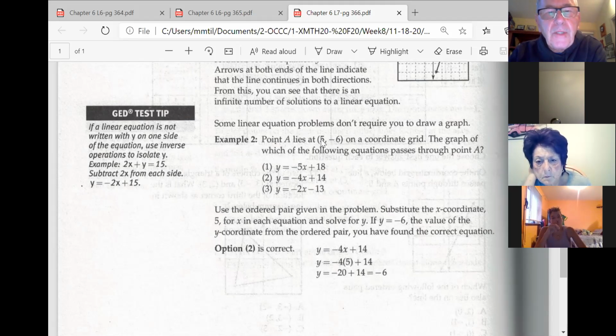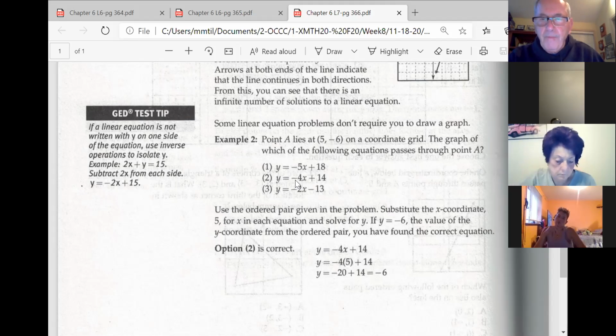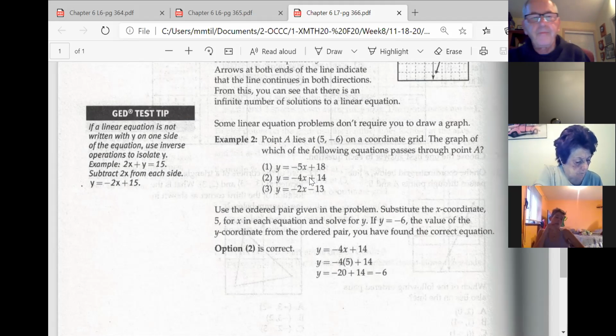You do the same thing with the second one. You put in a minus 6 for y. You put in minus 4 times 5, which is minus 20. Minus 20 plus 14 is minus 6. Minus 6 is equal to minus 6. So that number 2 satisfies, that point is in this equation, just by substituting these values in to see whether it's balanced.